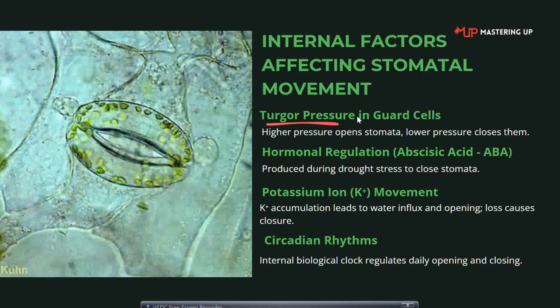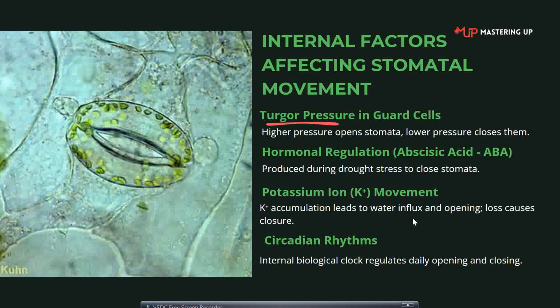In order to retain water inside the plant, it has to avoid maximum loss of water through the plant's surface. So in hormonal regulation, abscisic acid, ABA, is the phytohormone that helps during drought stress. It is produced during the drought stress, and it leads to the closing of stomata to avoid water loss. Now, potassium ion movement.